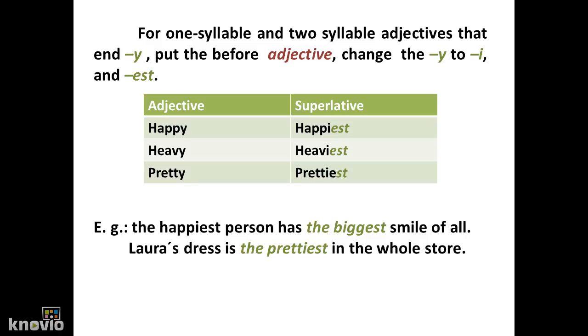If you have one-syllable or two-syllable adjectives ending in Y, you have to change the Y to I and then add -est. Example: happy, happiest; heavy, heaviest; pretty, prettiest. Examples: the happiest person has the biggest smile of all. Laura's dress is the prettiest in the whole store.